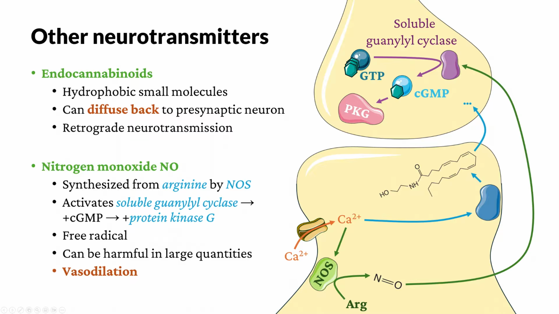One of the key functions of nitrogen monoxide in the body is vasodilation, especially in erectile tissue. It helps vasodilation and the hardening of those tissues.